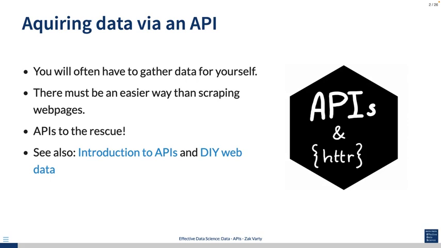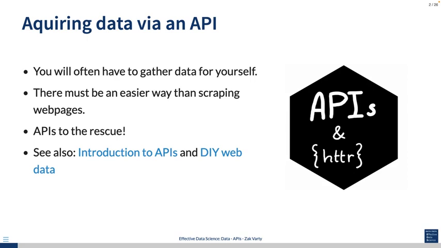We've already seen how to scrape information directly from the HTML source of a web page, but surely there has to be an easier way for us to get this information. And thankfully, in lots of cases, there often is. In this video, we'll cover the basics of obtaining data via an application programming interface.